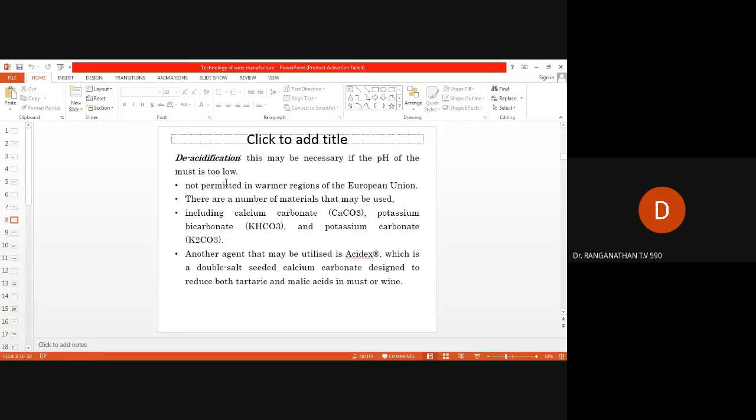This is not permitted in warmer regions of the European Union. Some of the materials that are added include calcium carbonate, potassium bicarbonate, potassium carbonate, etc. As you observe, some of these are what are called mild alkalis. These are not like sodium hydroxide, etc. Similarly, for acidification, acidulants, you only add tartaric acid or malic acid, which are again very mild acids. So that is the other thing.